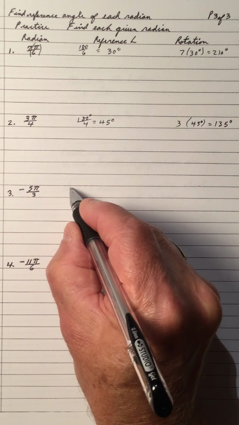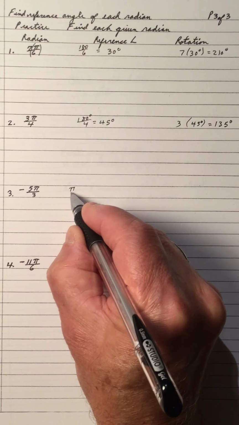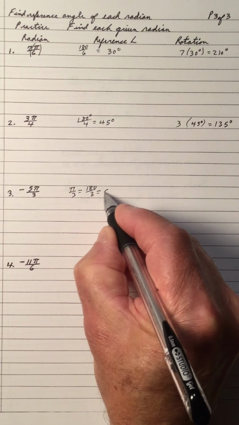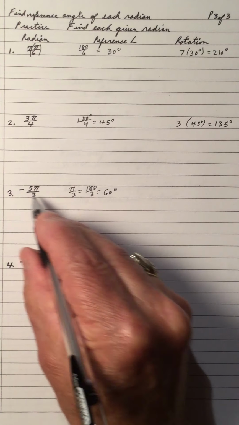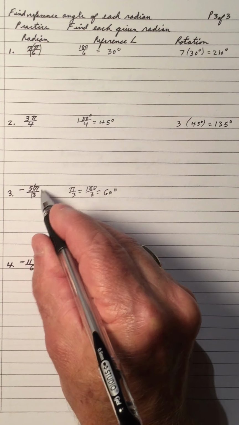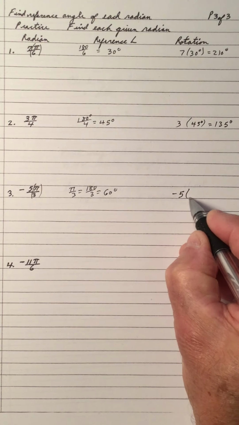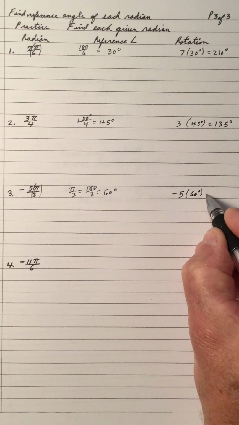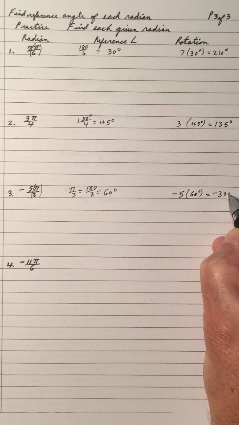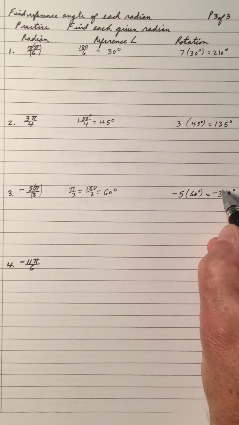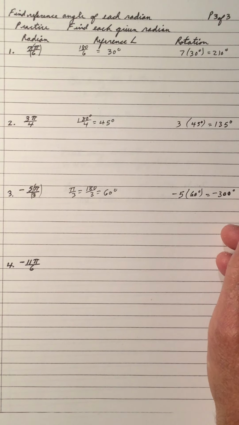And we have pi over 3, which is 180 over 3. So your reference angle is 60. So we have pi over 3, which is a 60. So we have a negative 5 times 60. So your rotation is a negative 300 degrees. I said 330. 300, negative 300.